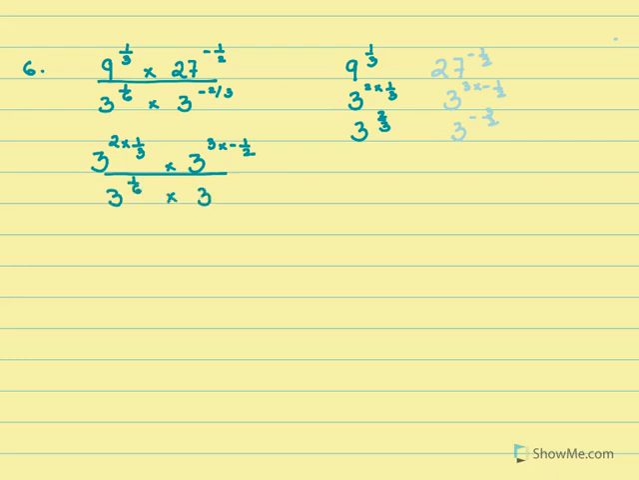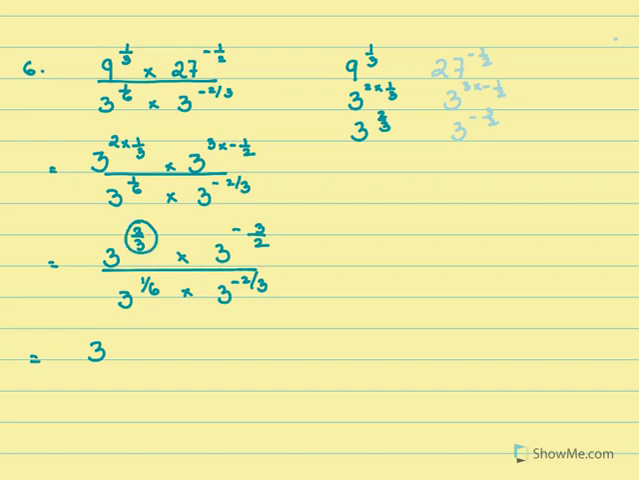And here I have 3 raised to minus 2 by 3. It's in the most simple form. So 3 raised to 2 into 1 by 3, 2 by 3, and here 3 raised to minus 3 by 2 over 3 raised to 1 by 6 into 3 raised to minus 2 by 3. I'll put all the powers together. The bases are the same. So I first write 2 by 3 here.